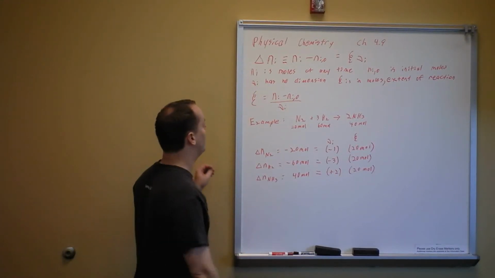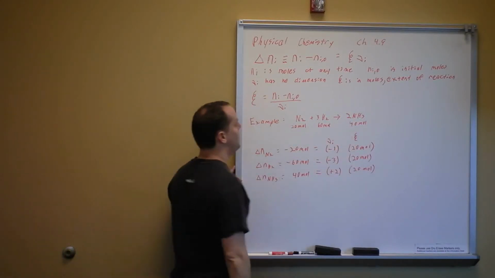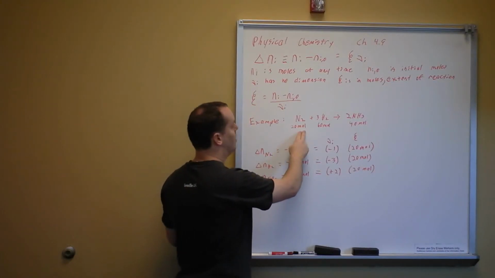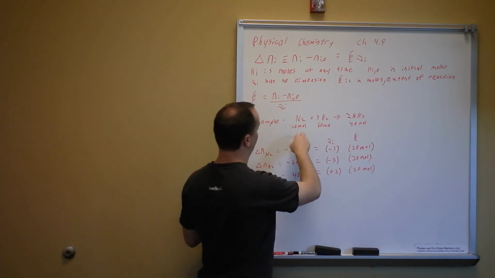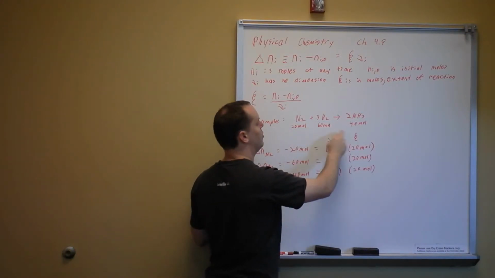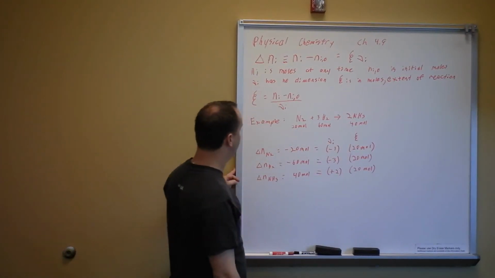So this is how it works. Let's say we have some N2 plus 3H2 going to ammonia. And we're going to go all the way from just reactants to just products. So we're going to start with 20 moles of N2, start with 60 moles of H2. We're going to end up with none of that and just get 40 moles of ammonia.